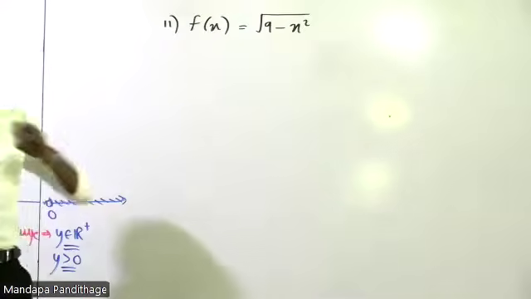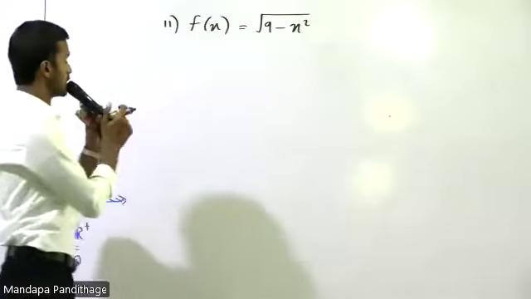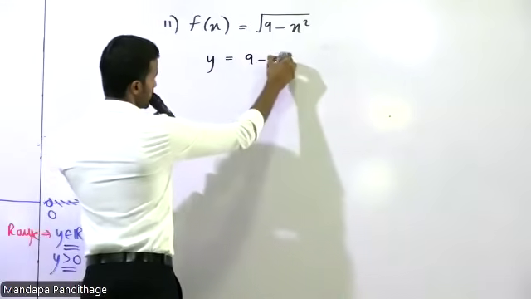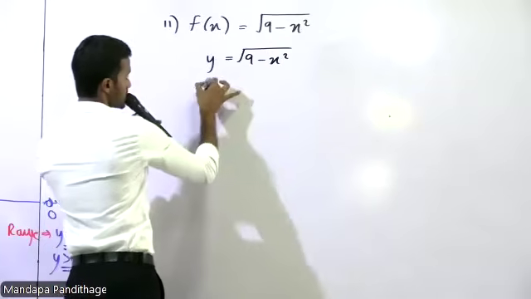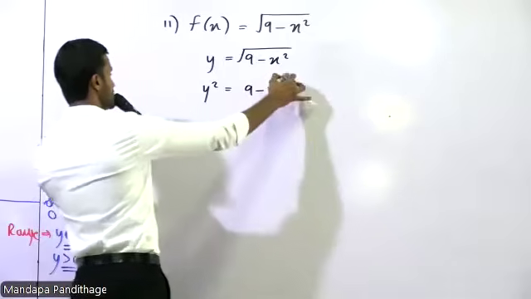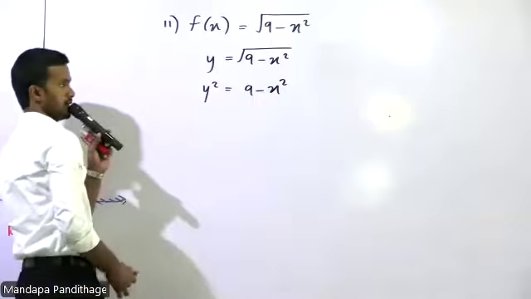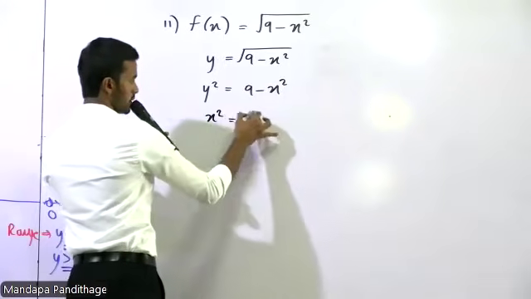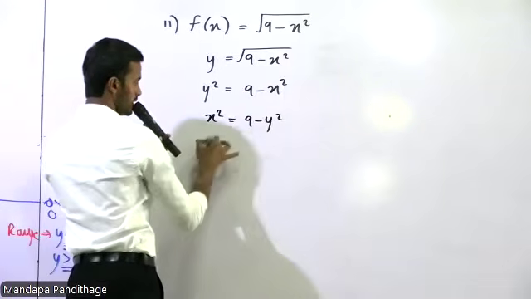So f(x) is equal to the square root of 9 minus x squared. So first thing, we need to subject x, no. So when you subject x, I square both sides, so I get y squared is equal to 9 minus x squared. So when you take x here and take y there, x squared is equal to 9 minus y squared.